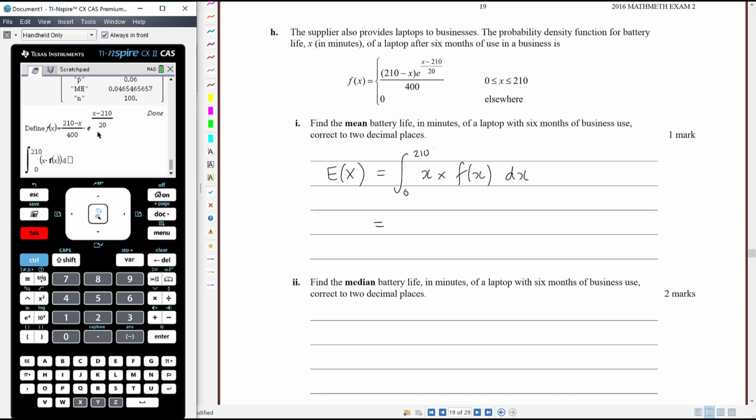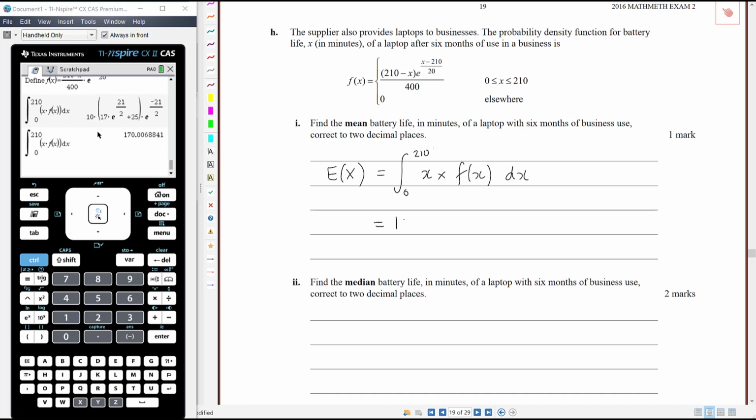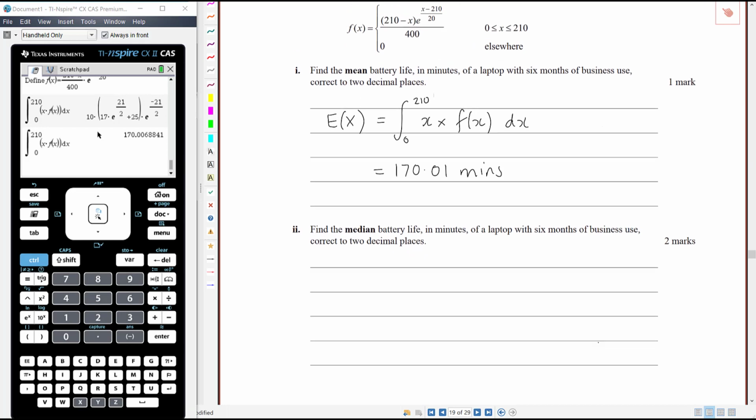And we want to differentiate that with respect to X in the CAS, X. And we get, group 2 decimal places, so control enter. So a mean value of 170.01 minutes. Okay, so that's the mean battery life, so a bit less than 3 hours.